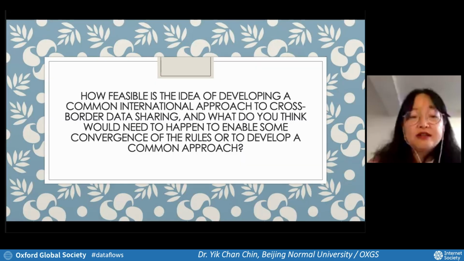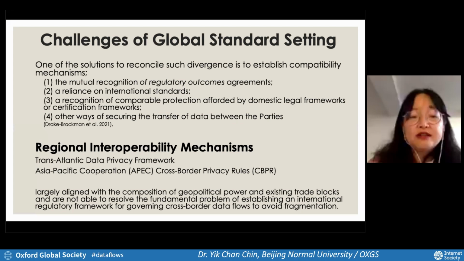So how flexible is the idea of developing a common international approach to cross-border data flow? What do we think needs to happen to enable some convergence in order to develop a common approach? From my personal point of view, there are some challenges in global standard setting. Many people propose solutions given the divergence. How can we reconcile or resolve this divergence?